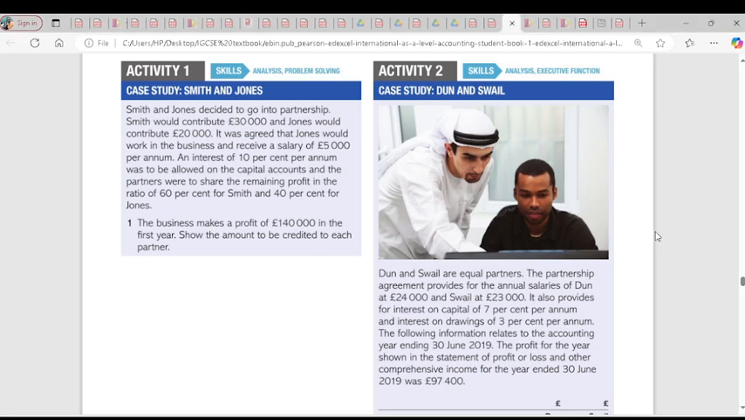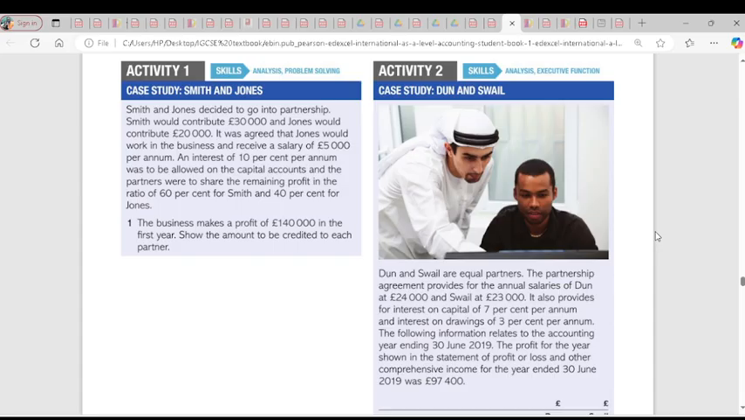We continue with partnership. We're going to activity 1. It says Smith and Jones decided to go into partnership, with Smith contributing £30,000 and Jones contributing £20,000. It was agreed that Jones would work in the business and receive a salary of £5,000. That makes Jones an active partner.